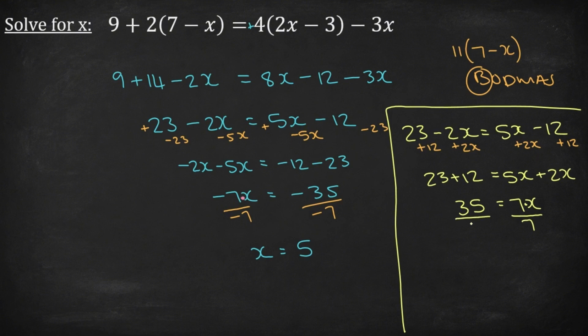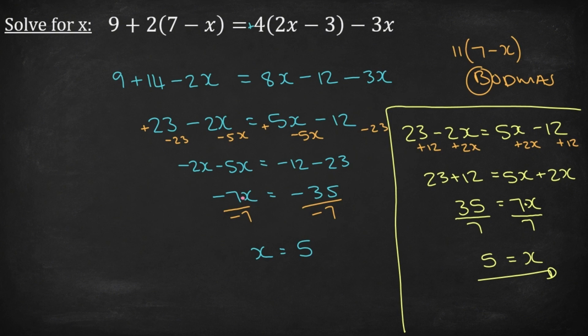And what I do on the one side, I have to do on the other side. 35 divided by 7 is 5 equals x. Doesn't matter if you write it x equals 5 or 5 equals x. So I showed you this to show you it doesn't matter if you move your x terms to the left-hand side of the equation or the right-hand side of the equation. If you do your workings properly, then you will end up with the exact same answer.